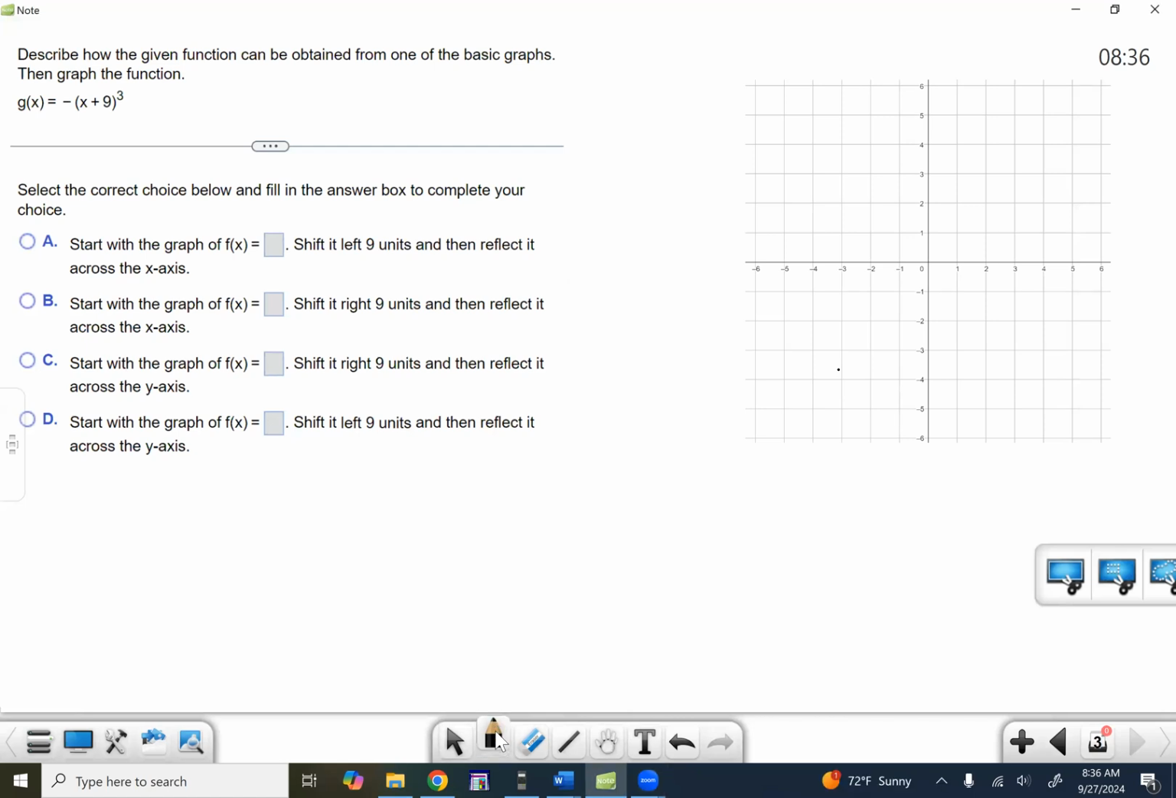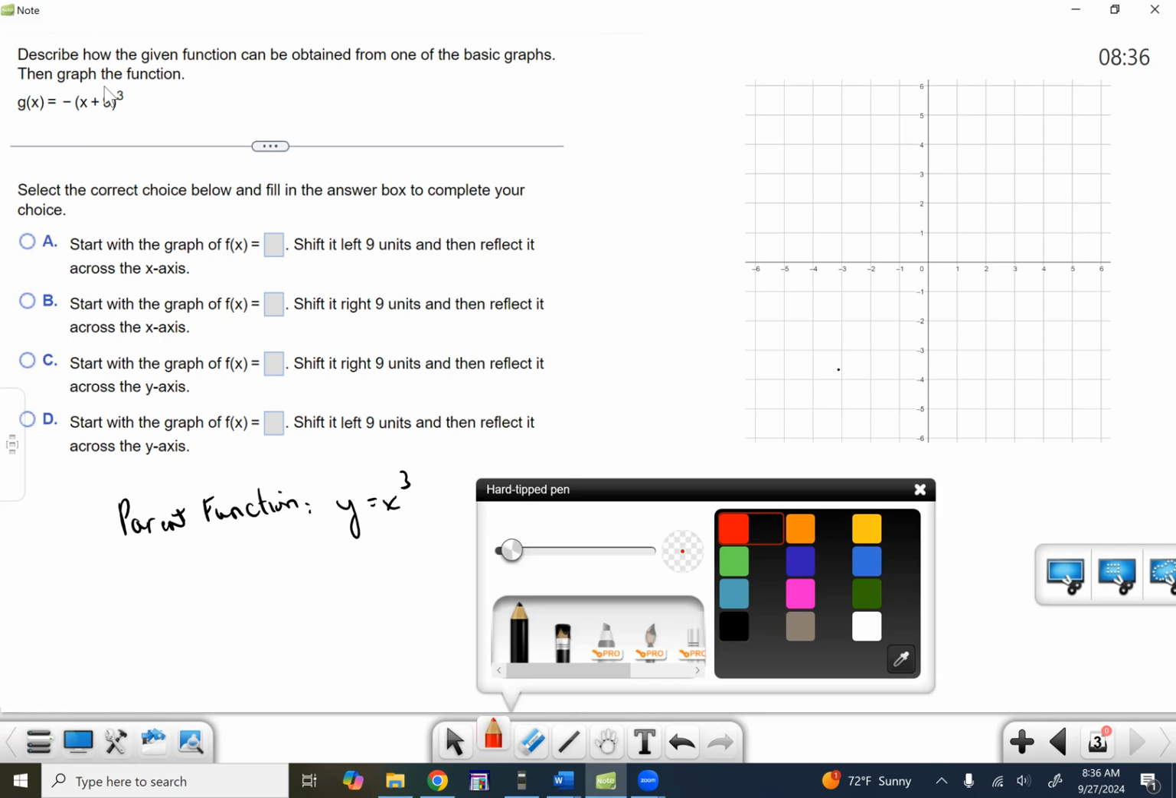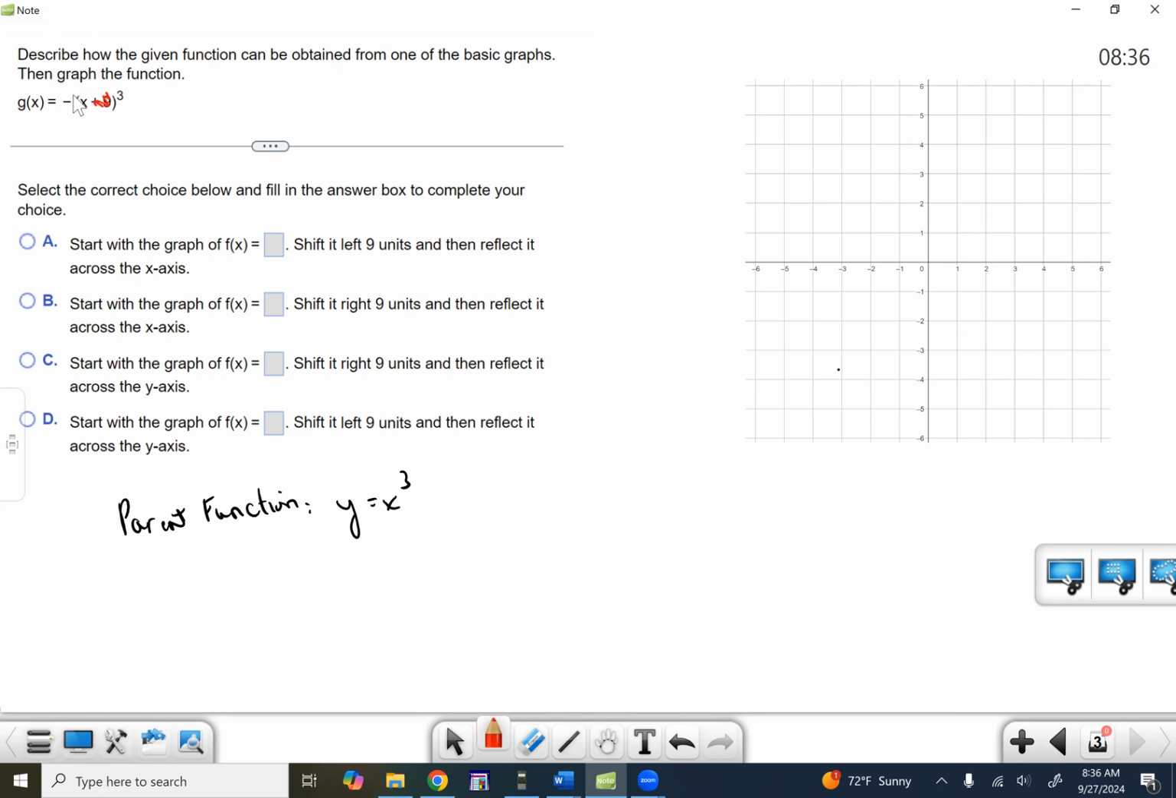All right, let's take a look at number 7. So it says, describe how the given function can be obtained from one of the basic graphs, then graph the function. So our parent function for this problem is going to be y equals x cubed. Remember, the parent function is you basically taking away all the transformations. So taking away the plus 9, taking away that reflection, and that leaves us with x cubed.